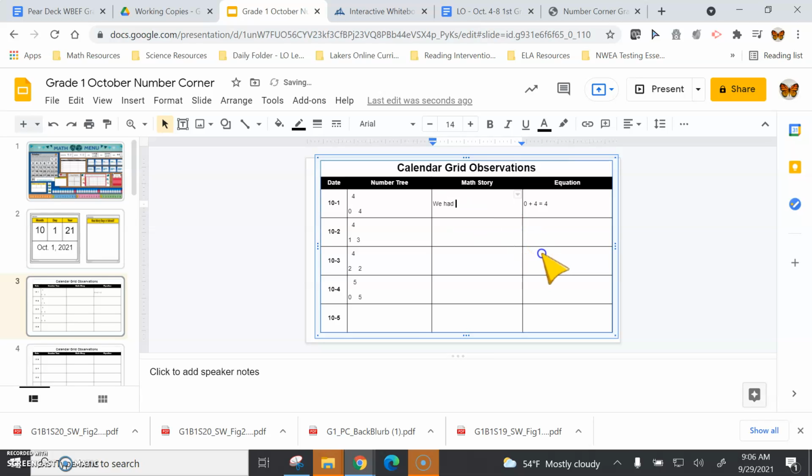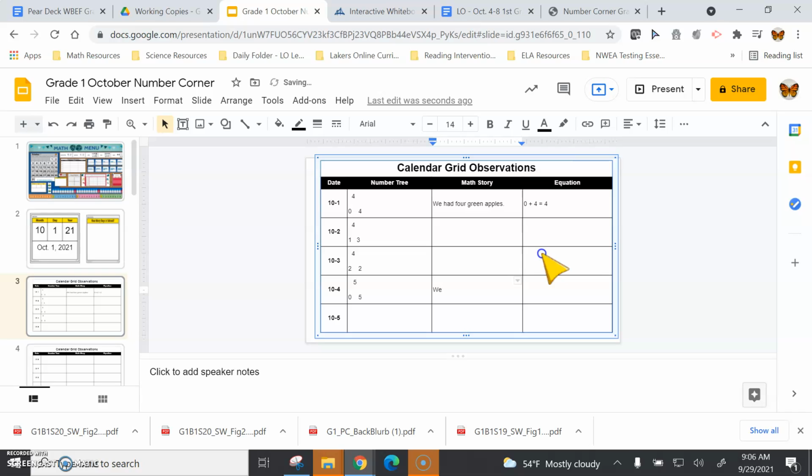We have 4 green apples. That's a math story we could write. What can we write about today's numbers? Where we have 5 leaves.